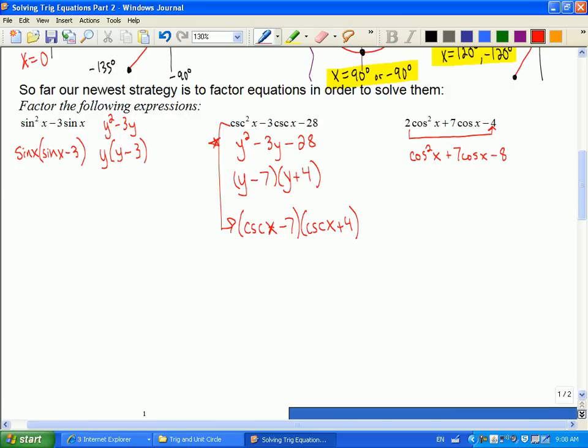Has anybody seen this technique before? Some of you? Okay. So then what I'm doing is I'm going to factor this the way I normally would, and now there's no number in front, so it makes it a little easier to work with. I'm going to have the cosine of x minus 1 and the cosine of x plus 8. So that's the pair I'm looking for.